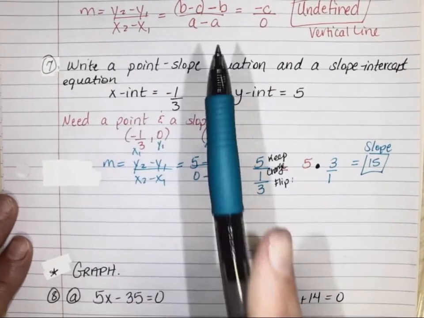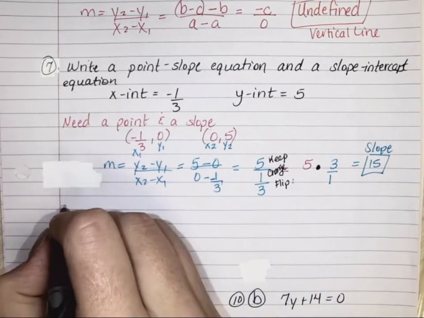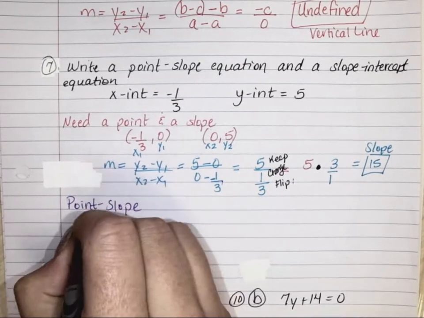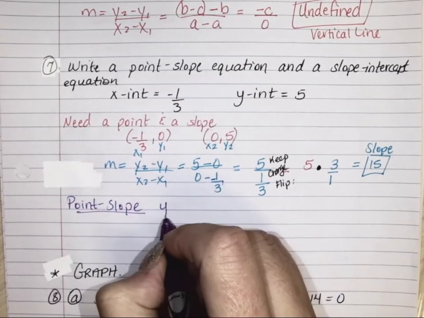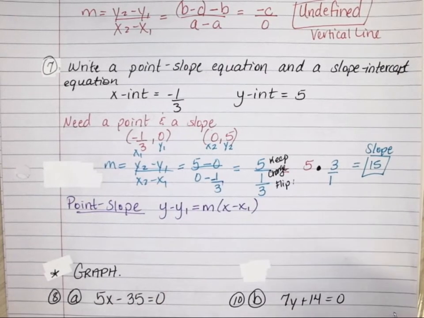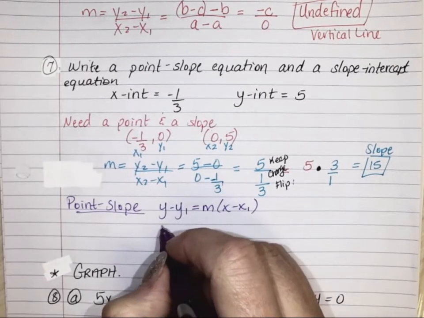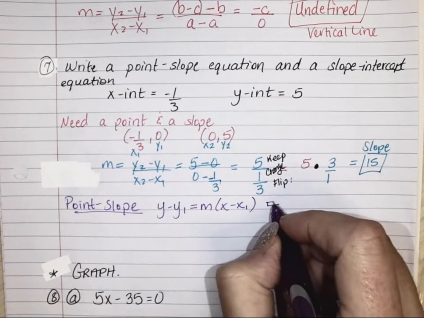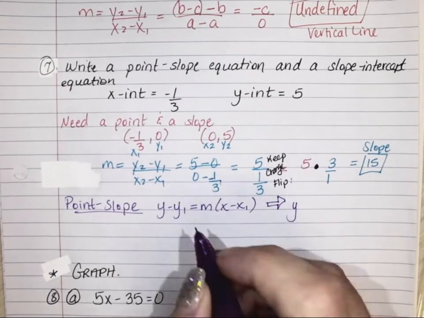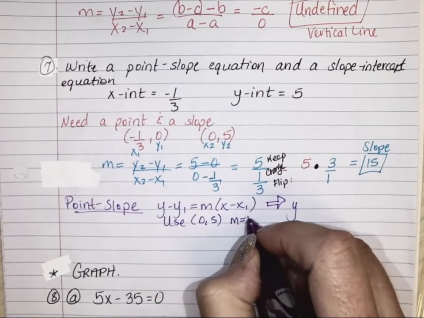But in order to write it in point slope equation, so here's what you have in point slope. I told you this is the easiest. You simply take any point on the line. So I'm going to use 0, 5. I don't like dealing with fractions unless I have to. So I'm going to use 0, 5, and I just found that my slope is 15.